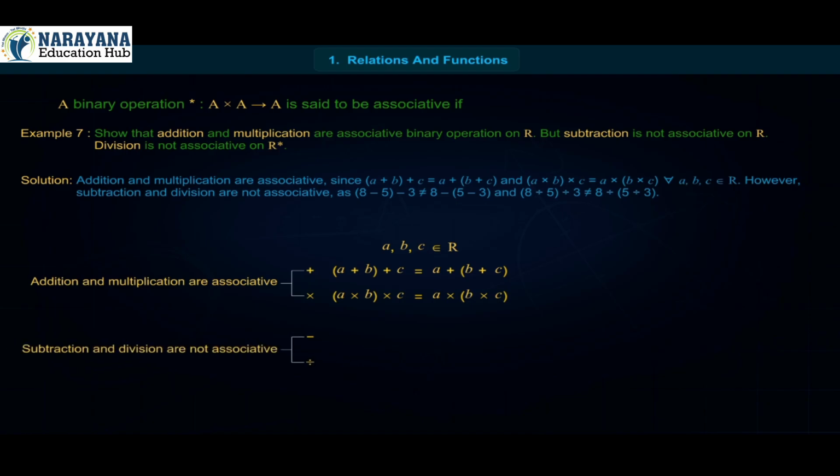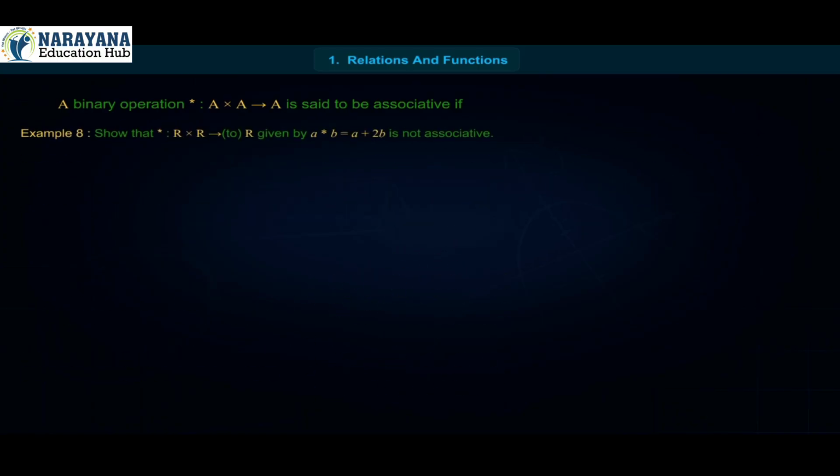However, subtraction and division are not associative, as (8 − 5) − 3 is not equal to 8 − (5 − 3), and (8 ÷ 5) ÷ 3 is not equal to 8 ÷ (5 ÷ 3). Example 8. Show that * from R × R to R given by a * b = a + 2b is not associative.